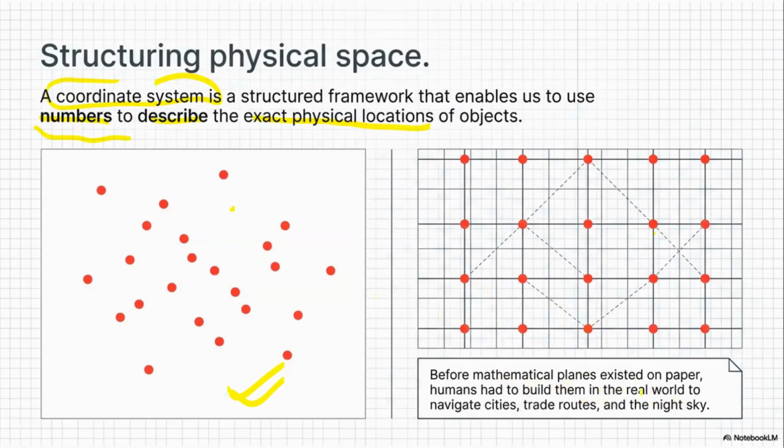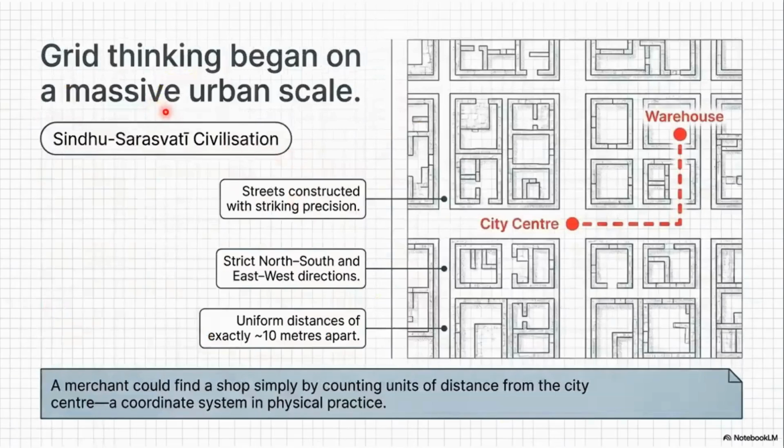So before mathematical planes existed on paper, humans had to build them in the real world to navigate cities, trade routes, and the night sky. Okay, so now, previously, it was used at urban scale.